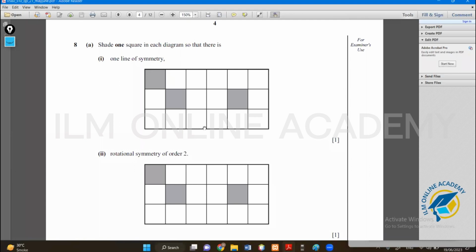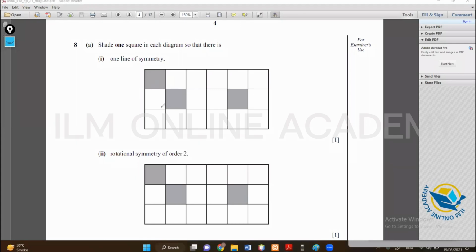So the one line of symmetry is when we just consider that we have mirrored something. Just consider that you have something in front of the mirror, that is the one line of symmetry. You mirror something, like a reflection of something. So if we talk about this diagram, this thing's reflection would be here, right? So the shaded box would be this box. So the one line symmetry is simple.